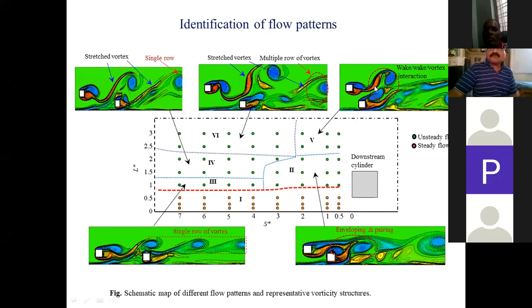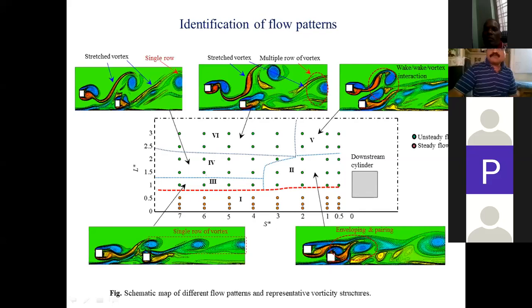There you can see that wake-to-wake interaction occurs here. The upstream shed vortices interact with the downstream shed vortices, and ultimately a complex flow is there in the downstream region. And in the sixth region, when the upstream cylinder is far from the downstream main cylinder and from the wall, you can see the shed vortices from this upstream cylinder, and multiple rows of vortices are observed from the downstream area.